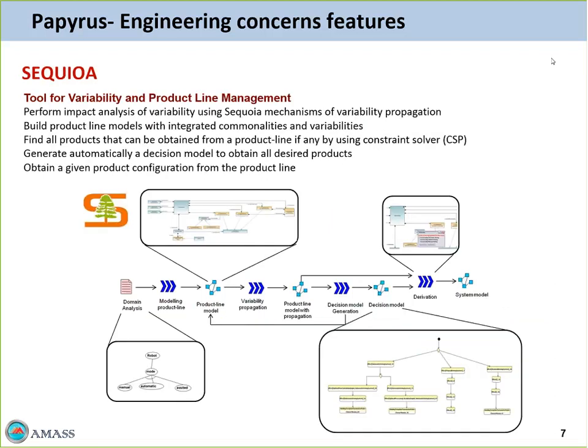So Sequoia is the add-on for variability and product line management in Papyrus. It proposes different facilities. We can build the product line models and detect the different commonalities and variabilities. From this model, we can obtain different kinds of products by using a constraint solver that we integrated in Papyrus. And we can also automatically generate a decision model to obtain all desired products. We can, after that, make a configuration of a selected product from the product line. Next, please.